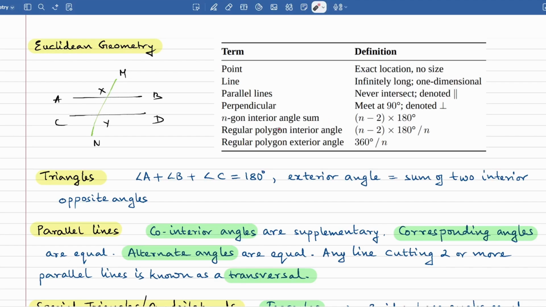If a polygon is regular, a regular polygon means all sides and all angles are equal. So if all sides and all angles are equal, then this total sum of angles can be divided into n parts for each equal angle. So each interior angle of a regular polygon becomes (n minus 2) times 180 divided by n.